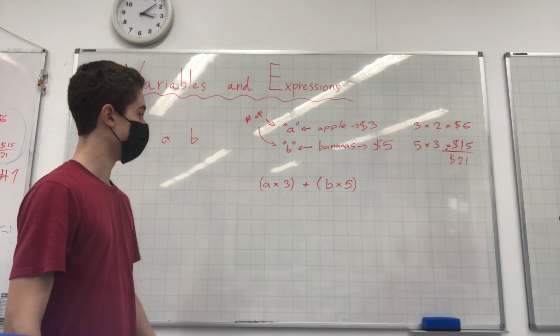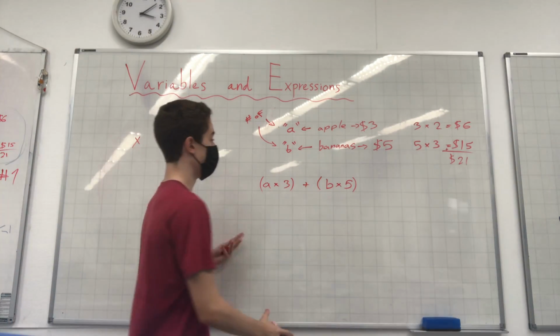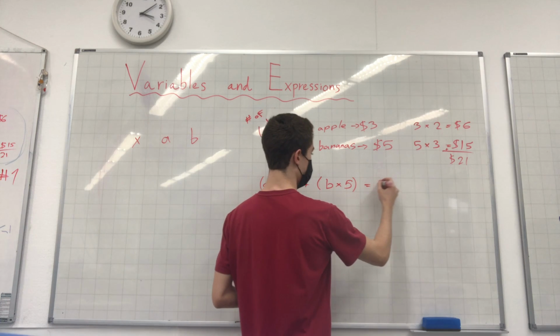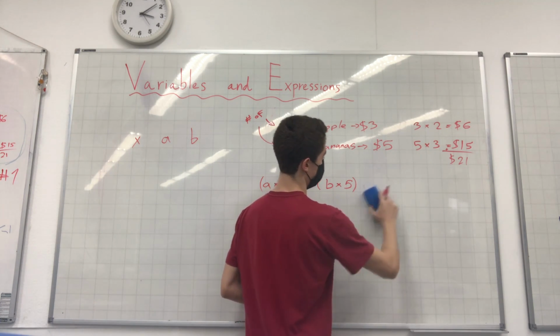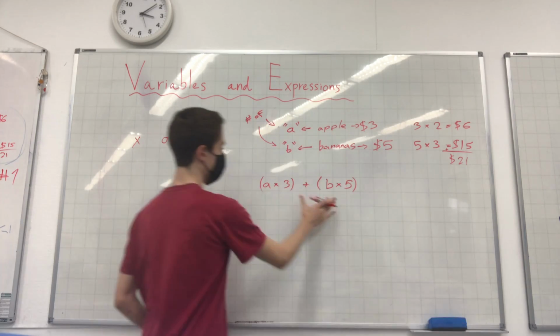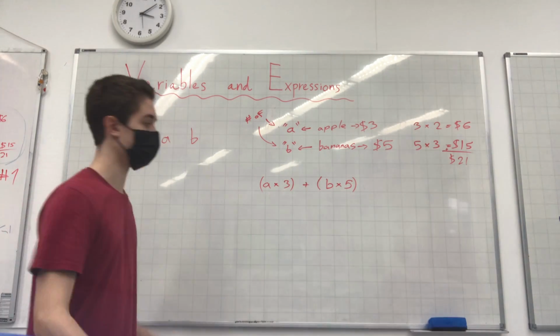And here we have an expression for the money you're going to spend in the market. The result will be your number, but we're not doing an equal sign because that's something different, right? But the result of this will be the total money you spend.